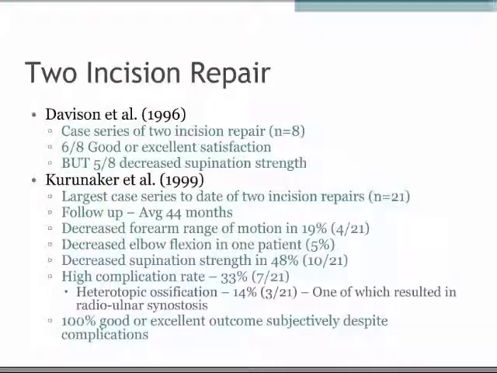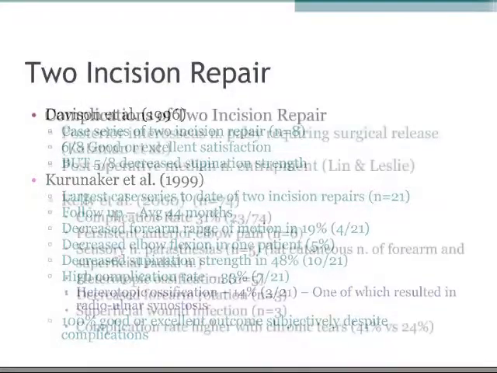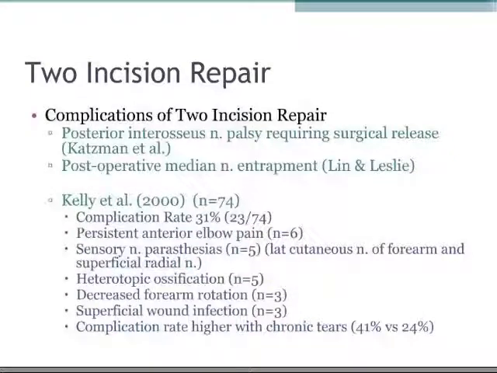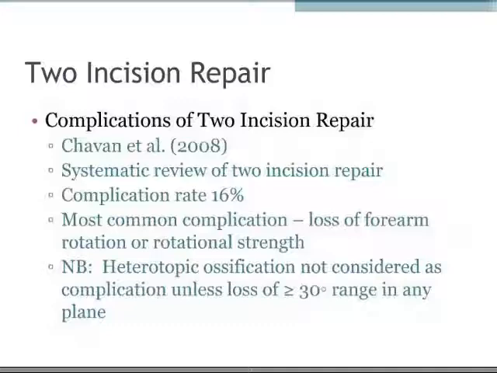There's been many complications described of the two incision repair also, such as posterior interosseous nerve palsies and postoperative median nerve entrapment. Kelly in 2000 described a complication rate of 31%: persistent anterior elbow pain, sensory nerve paresthesias, HO, decreased range of movement. They found the complication rate was high with chronic tears. Chavan et al. looked at a systematic review of two incision repairs and found a complication rate of 16%, again with the most common being loss of forearm rotation. Interestingly, they didn't consider HO as a complication unless you lost more than 30 degrees of movement.